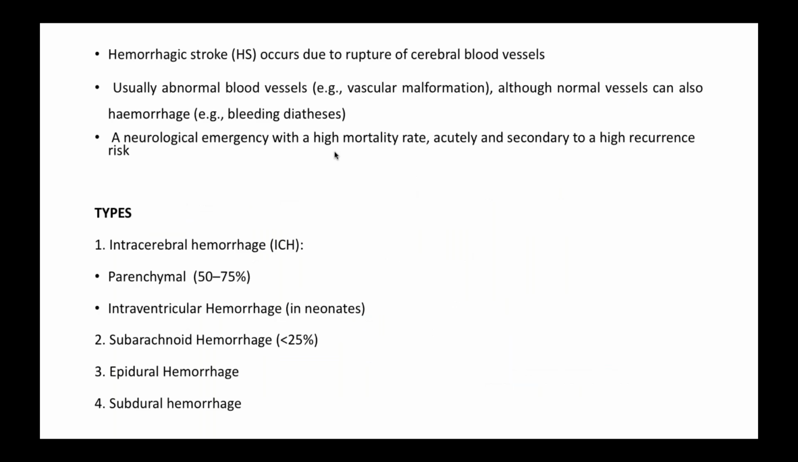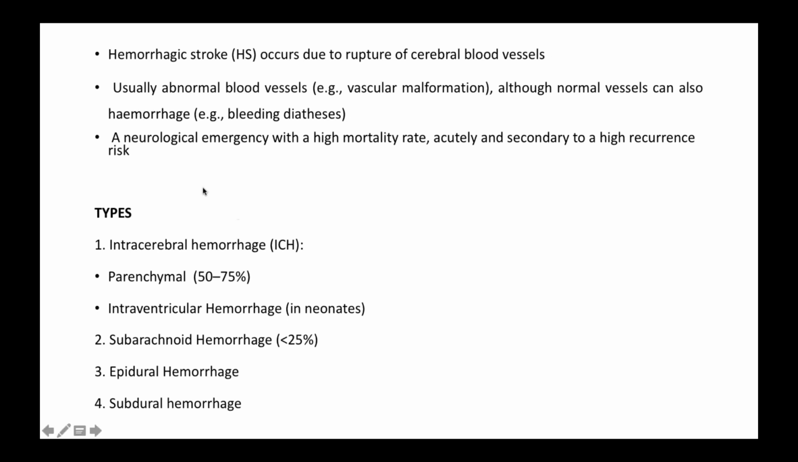Okay, coming to the hemorrhagic stroke. Hemorrhagic stroke occurs due to the rupture of cerebral blood vessels. Usually there are abnormal blood vessels, either due to vascular malformations, or it could be because of a bleeding diathesis leading to hemorrhage even if the vessels are normal. It is a neurological emergency and has a high mortality rate, so it should be managed immediately, as an emergency. It also usually has a high recurrence risk.